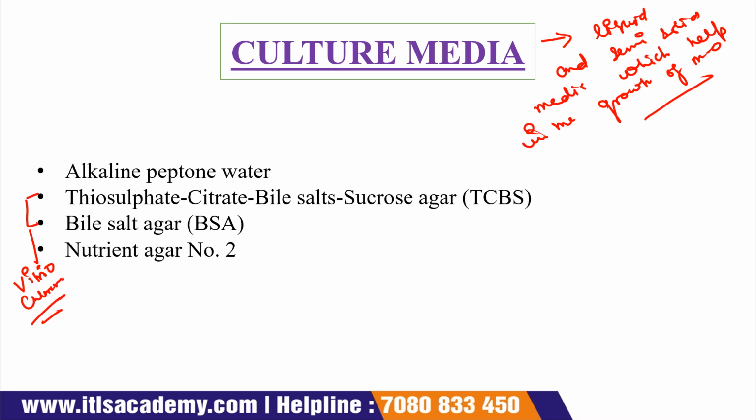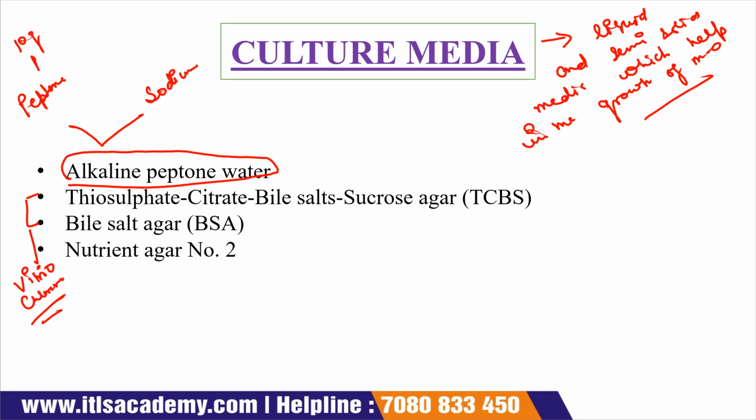Now, first of all, I am going to tell you the composition of all these media. The first one is your alkaline peptone. Basically, this alkaline peptone contains peptone, obviously, then sodium chloride. The amount of peptone will be 10 gram and the sodium chloride is also 10 gram. Then after mixing it, we maintain its pH. pH will be around 8.4. This is how we prepare alkaline peptone water.